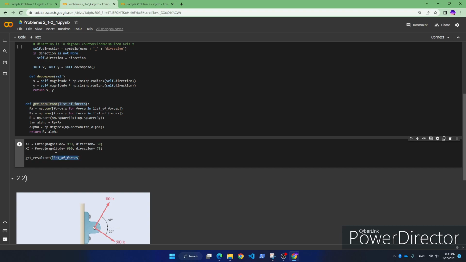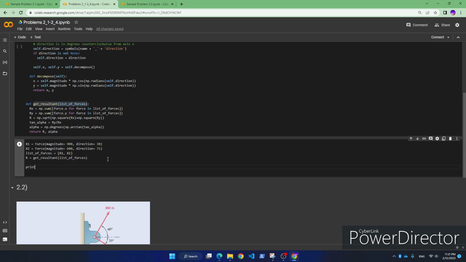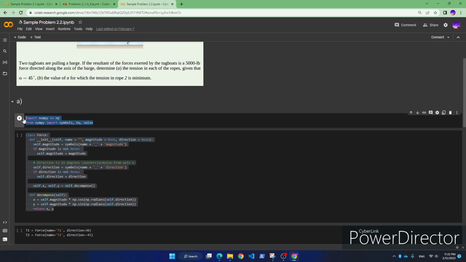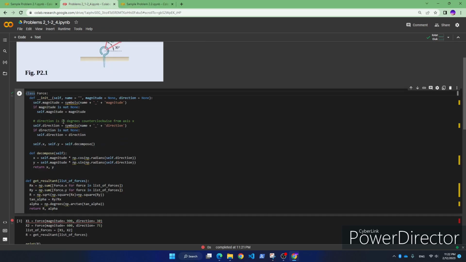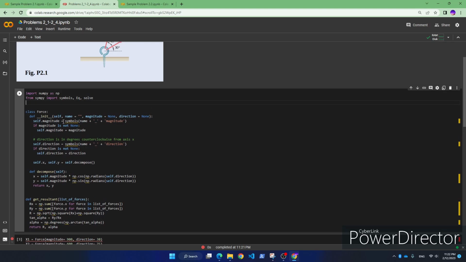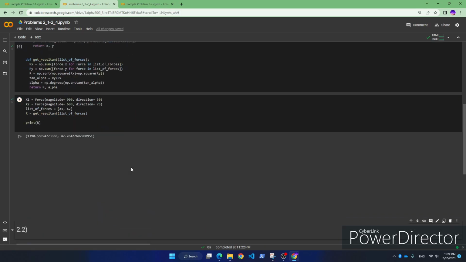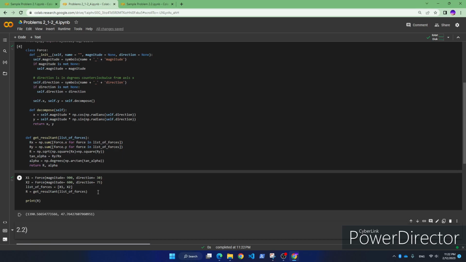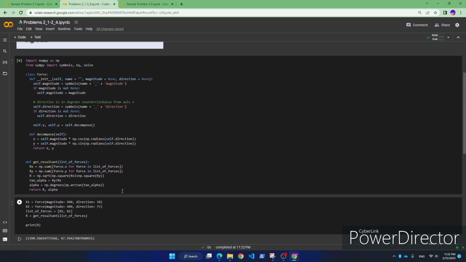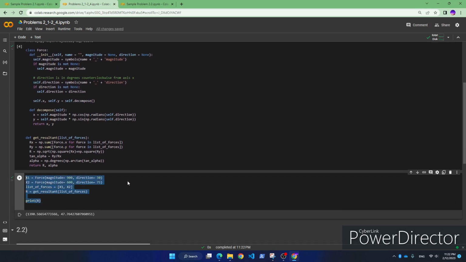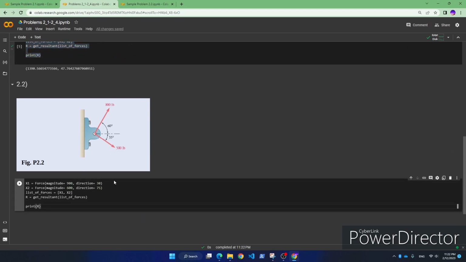Oh, so the list of forces is basically x1 and x2, and the resultant is get resultant, and let's print this. Let's have it close by. This is good, and this is it. These are our results. So this seems good. Now it's basically just application in the next 4 examples, and I don't know, maybe even after that. So let's see.